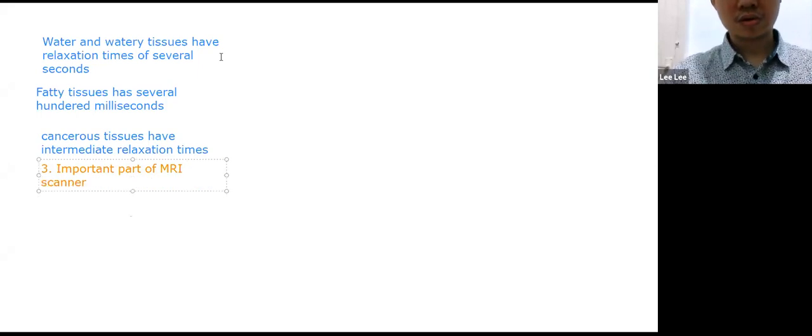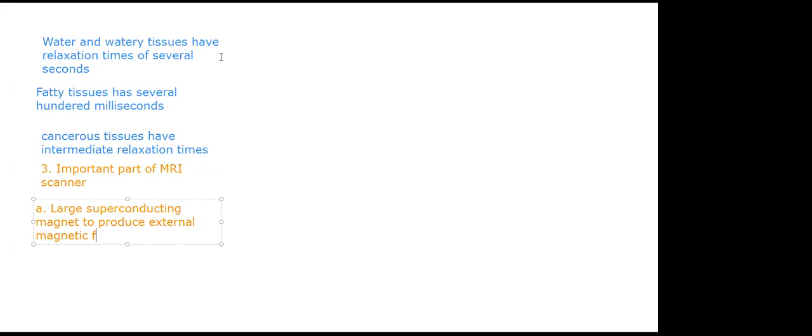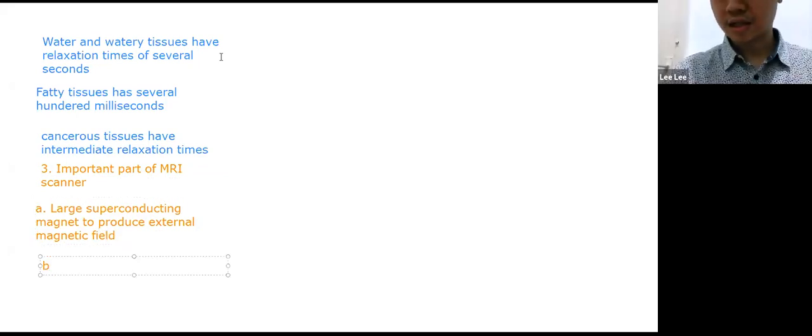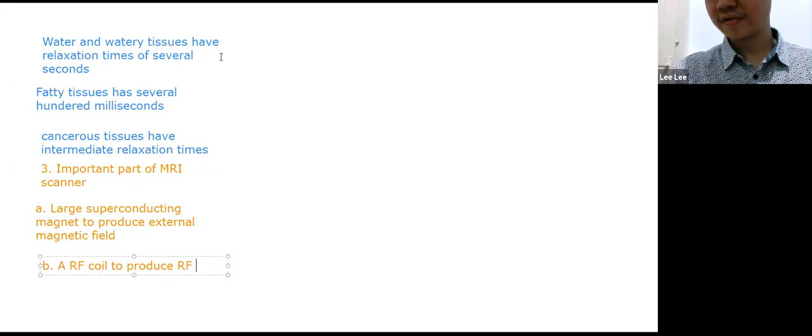So just to summarize, just now I mentioned, you need a large superconducting magnet to produce an external magnetic field. Then we need an RF coil to produce an RF pulse into the body, because you need to use this at the same time also.